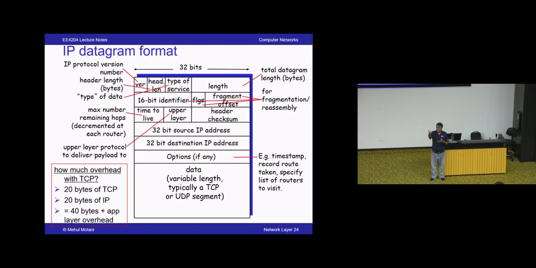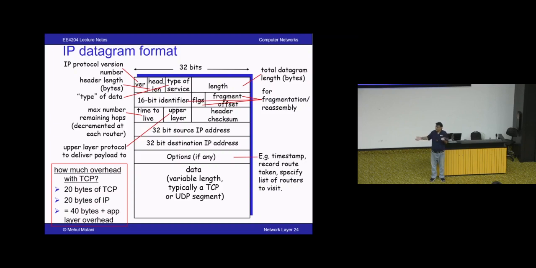So why do we need the source IP then? The destination IP is needed because it needs to know where to go. Why bother with the source IP address? Acknowledgement. That sounds like a good reason. But is there a better reason? Suppose I don't care about acknowledgements.